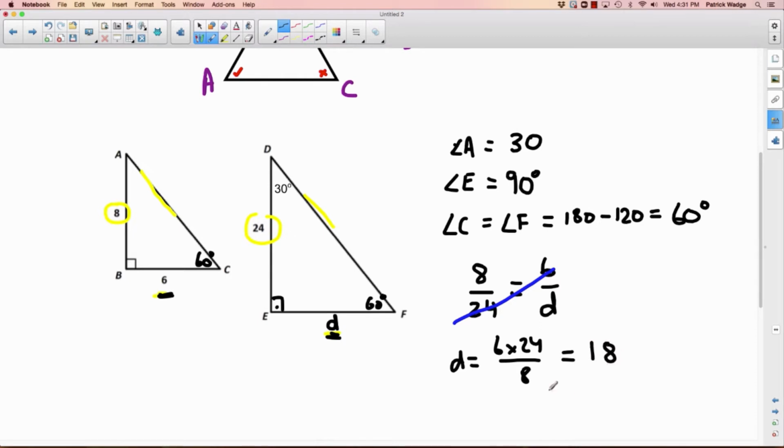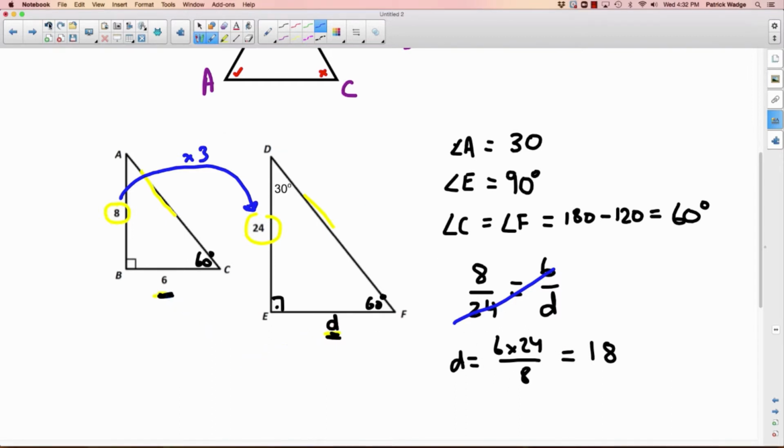Now, I imagine some of you are screaming at the YouTube right now saying, why would you do this? I can tell just by looking at it, it's 18. You're right. In this case, you probably can. How can some people do this so fast? Because they can see that 8 times 3 equals 24, so it must be 6 times 3 to get this one, and 6 times 3 is 18. That's great. That's wonderful if you can see that.